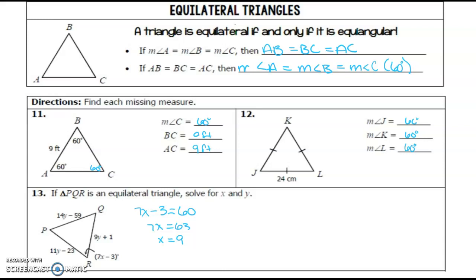So then now if you're looking at the side lengths, you have all y variables in those side lengths. And since you know that it's an equilateral triangle, you know that each one of those sides has to be equal to each other. So you can just take 2 side lengths and set them equal to each other. So I did 14y minus 59 equals 11y minus 23. Solve for y, and you should get y equals 12.